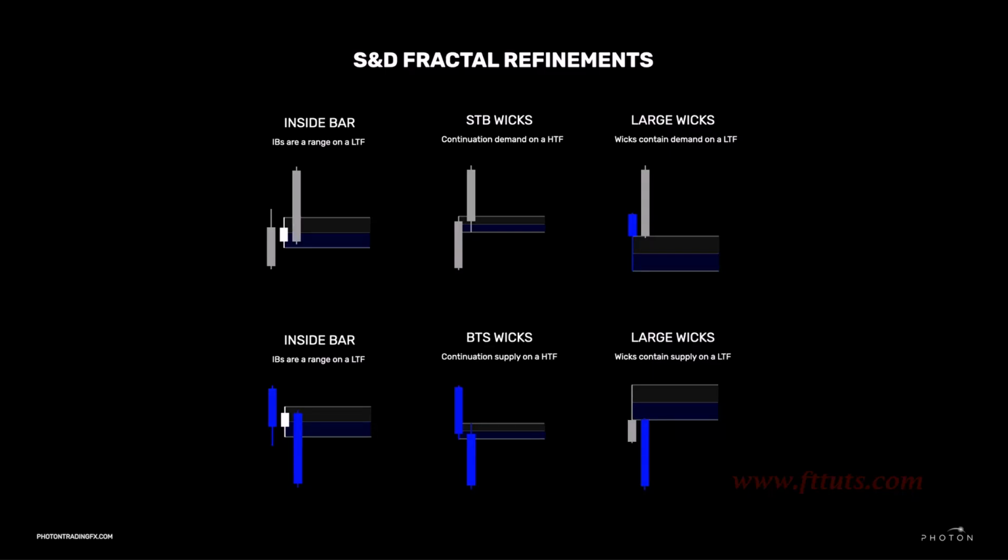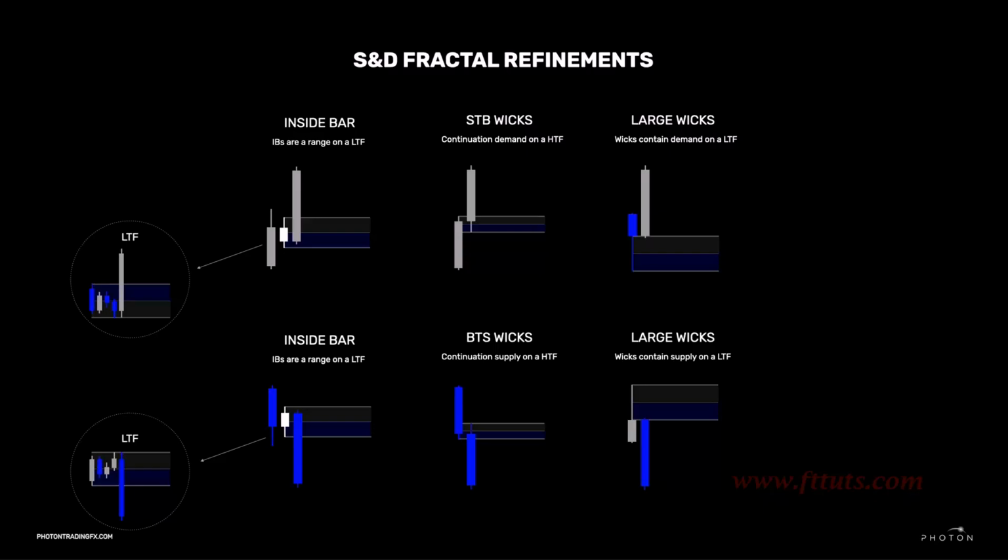An inside bar is very simply a candle that does not break the high or low of the previous candle. You can see in both of these examples of inside bars that the white candle does not break the high or the low of the candle that formed before it. That's why it's called an inside bar, because it forms inside the high and low of the previous candle. What that means is that when the inside bar forms, that will be a range on a lower time frame, because it's not breaking the previous candle's high or low, right? It's just ranging in between, and that's what the inside bar represents. It represents a range on a lower time frame.